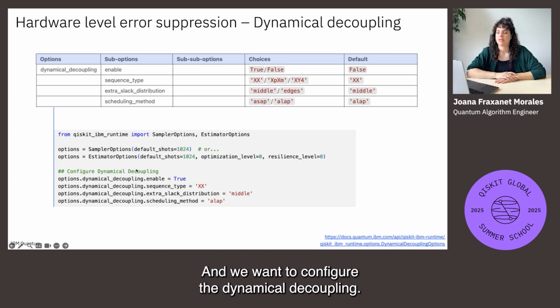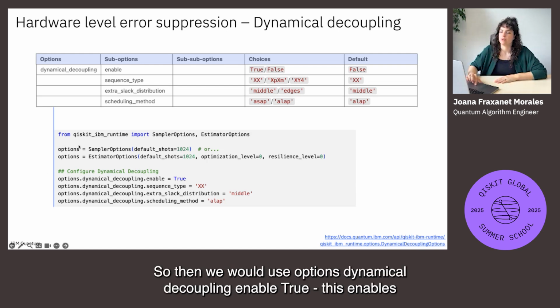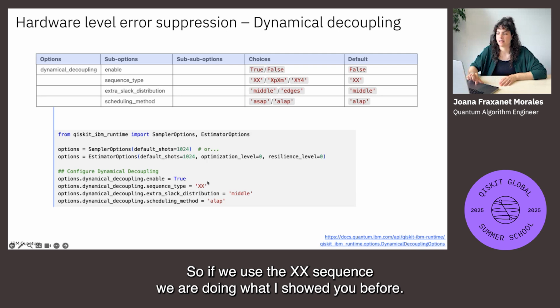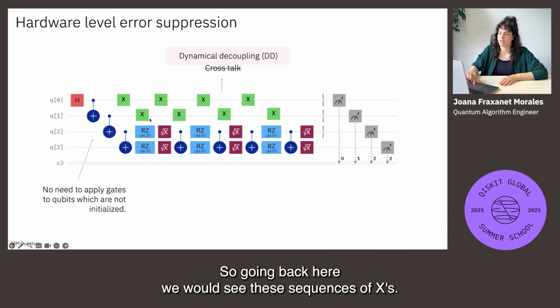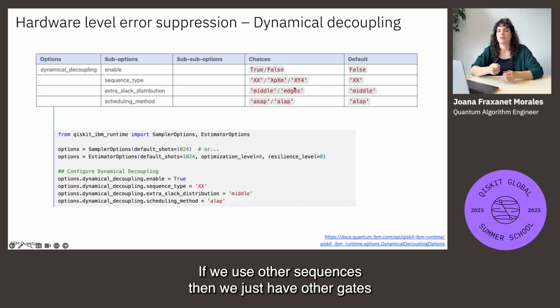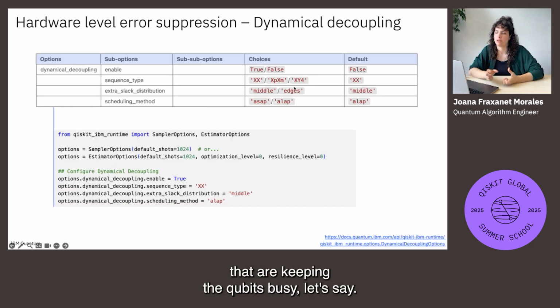And we want to configure dynamical decoupling. So then we would use options.dynamical_decoupling.enable = True. This enables it. Then we define which sequence type we want to use. If we use the XX sequence, we're doing what I showed you before. So going back here, we would see the sequences of X's. If we use other sequences, then we just have other gates that are keeping the qubits busy, let's say.